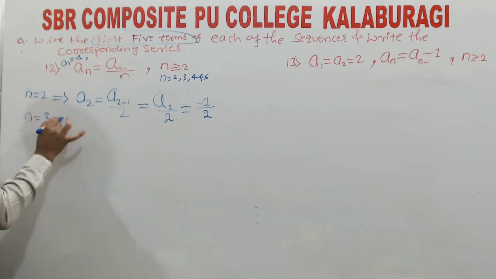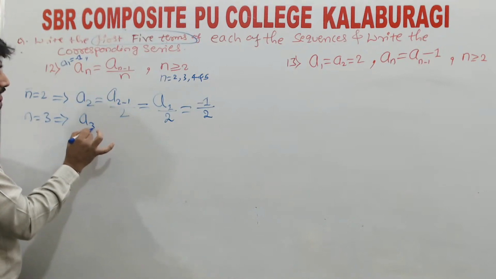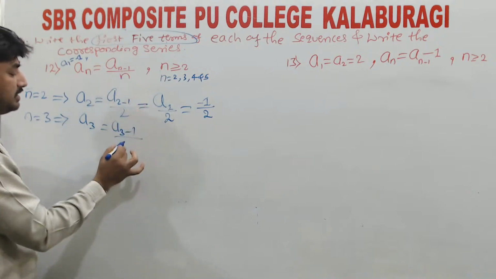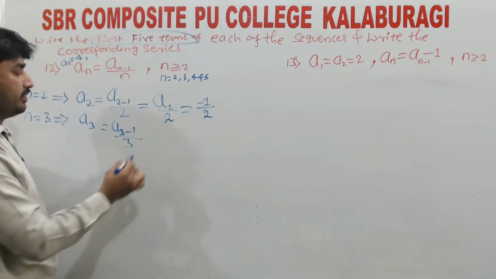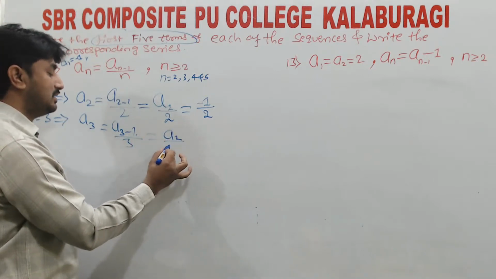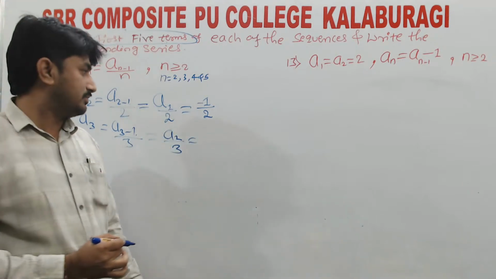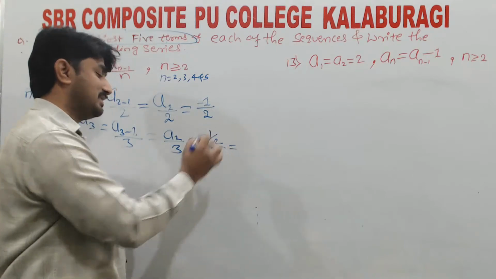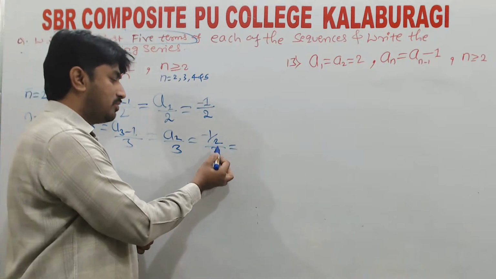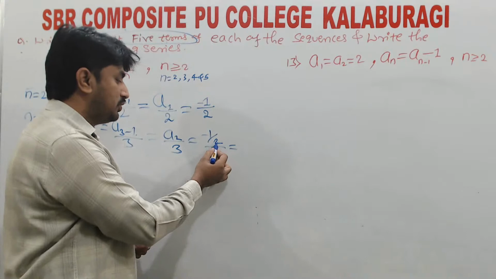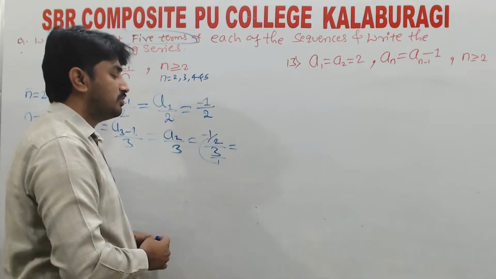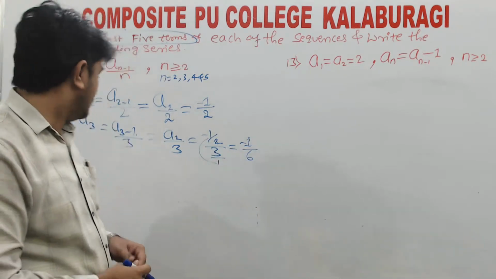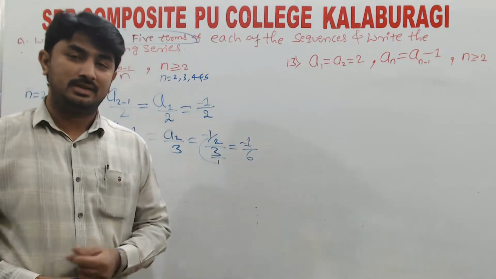I am taking n equal to 3 here. Put 3 in place of n. a3 = a_{3-1}/3. Now a_{3-1} is the second term divided by 3. What is the second term? The second term is -1/2, divided by 3. These two denominators are multiplied, 2 into 3. So 1 into -1 is -1, divided by 2 into 3 is 6. It means the third term value is -1/6.